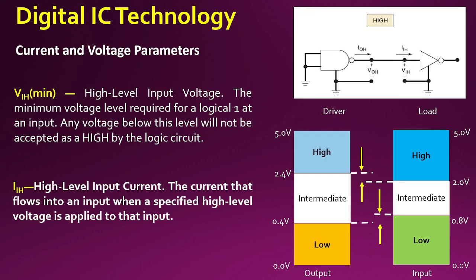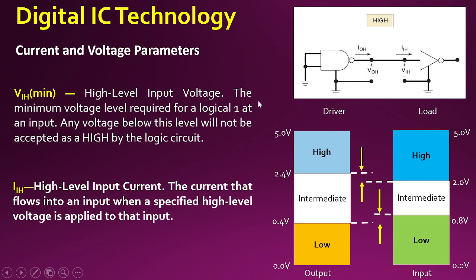Okay, let's move on to the current and voltage parameters. Now, here you can see we have a NAND gate, functioning as a NOT gate, since we have tied both the inputs together, and we have a NOT gate connected at the output of this. In this case, on the left hand side we will call this the driver circuit, and on the right hand side we will call this the load circuit.